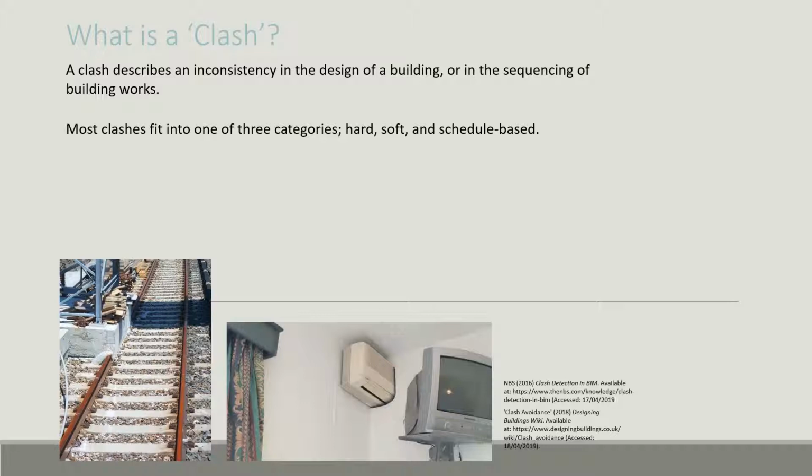A hard clash occurs when two separate building elements take up the same space, whereas a soft clash describes a lack of space left for another element to fit into. For example, pipework running through areas already taken up by beams is a hard clash. Tolerances left too small for mechanical units to be maintained correctly are soft clashes.